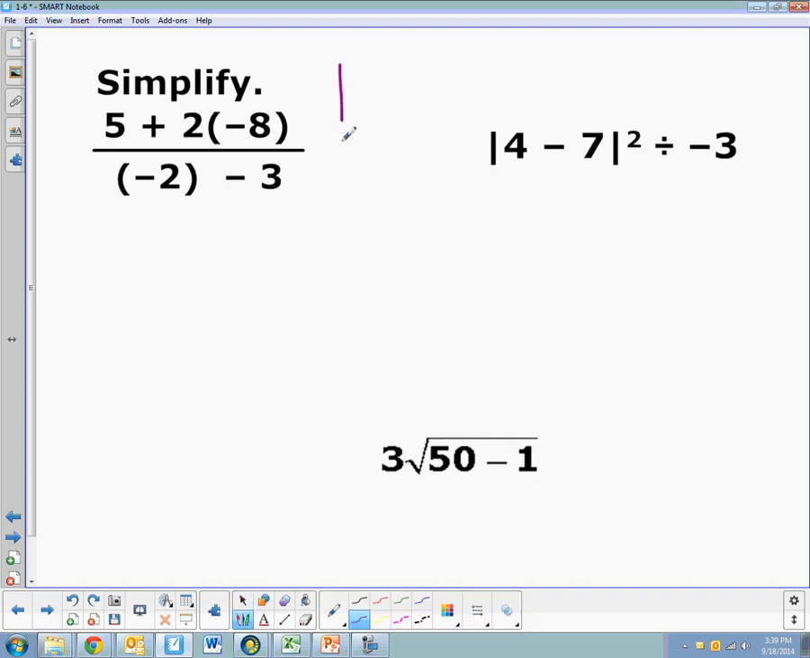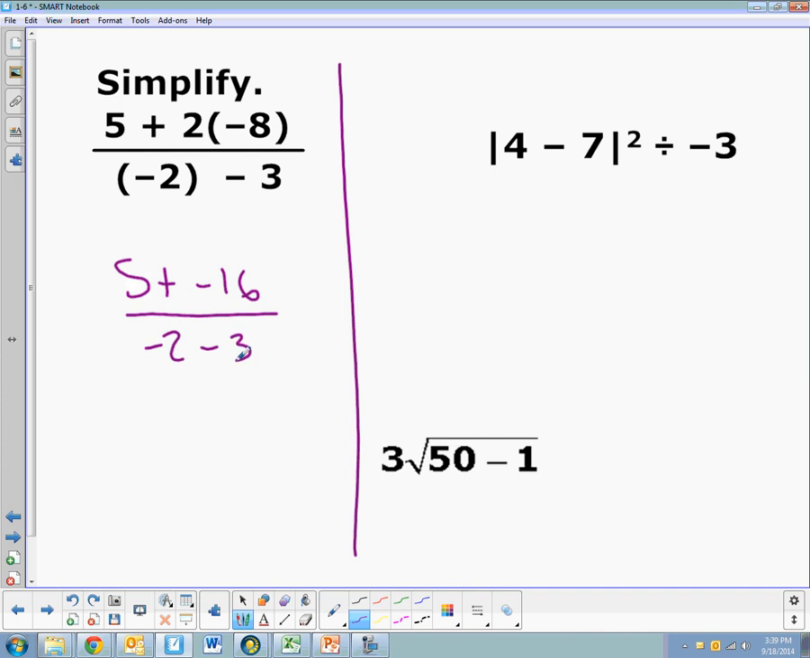This first one I'll do in purple. So we look at both the top and the bottom. Remember, it's like having parentheses. So we have to do the numerator and the denominator separately. I see no exponents, so I'm going to move on to multiplication. So 5 plus negative 16 all over negative 2 minus 3. Okay, so I've got addition. 5 plus negative 16, they have different signs, so I find the difference. And I'm going to get negative 9 over negative 2 minus 3.